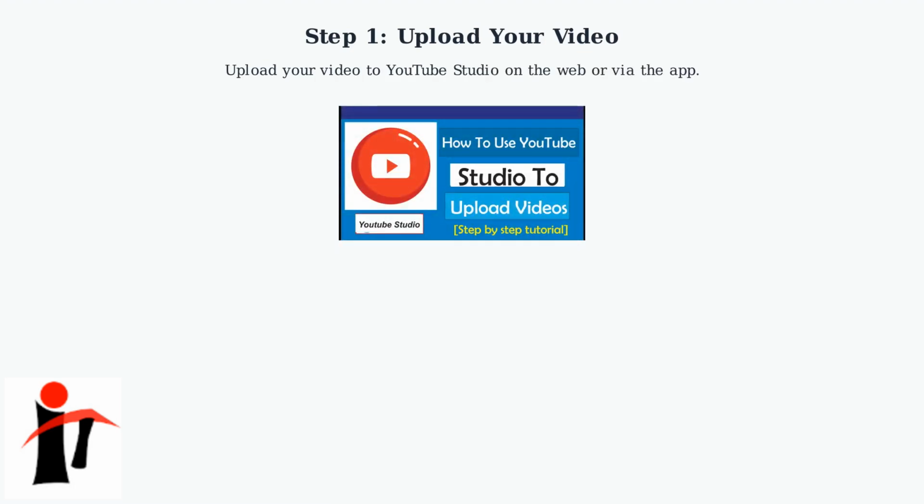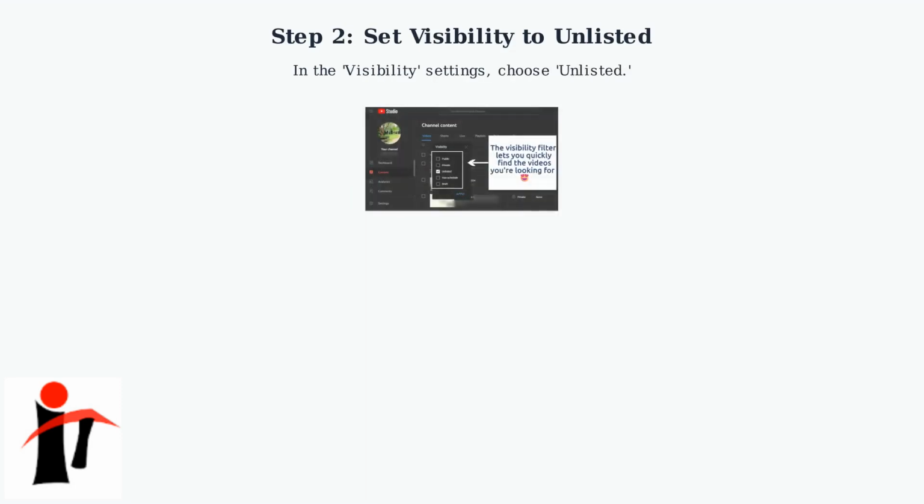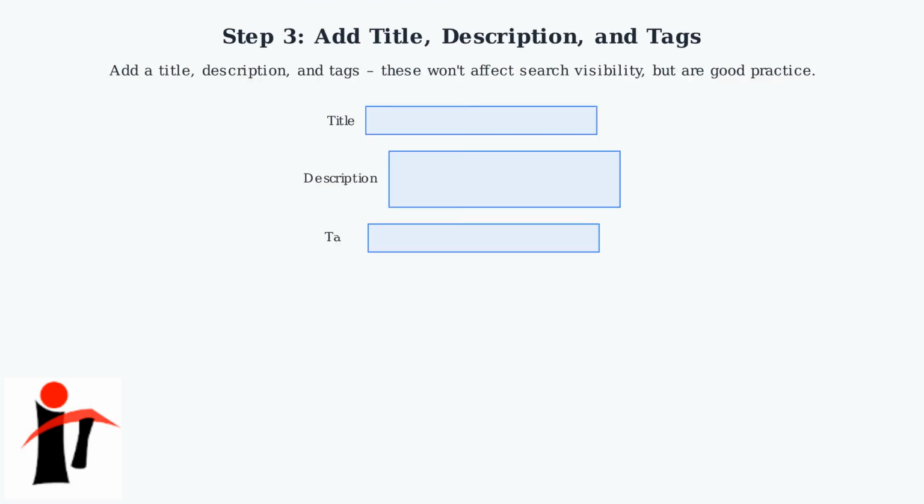First, upload your video to YouTube Studio, either on the web or via the app. In the visibility settings, choose Unlisted. Add a title, description, and tags. These won't affect search visibility, but are good practice. Once uploaded, click Share to copy the video's URL.